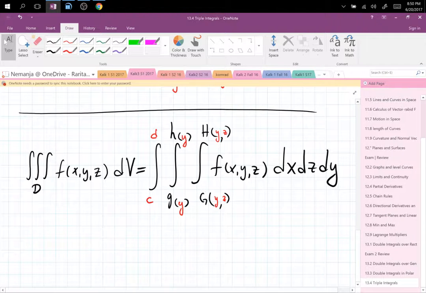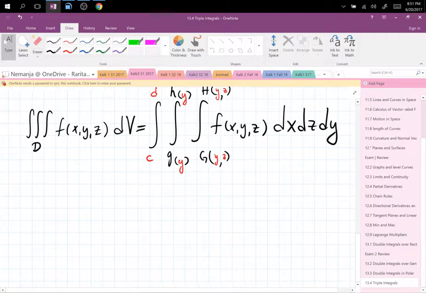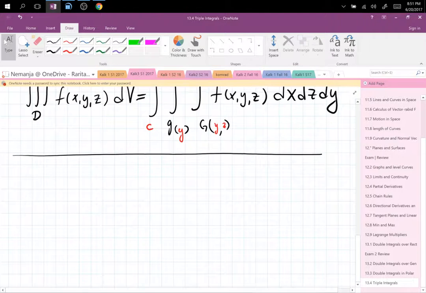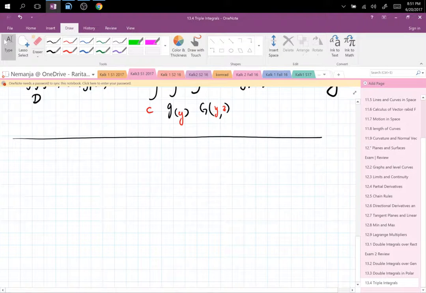So let's talk about setting up these integrals. So let's create some kind of a wedge.